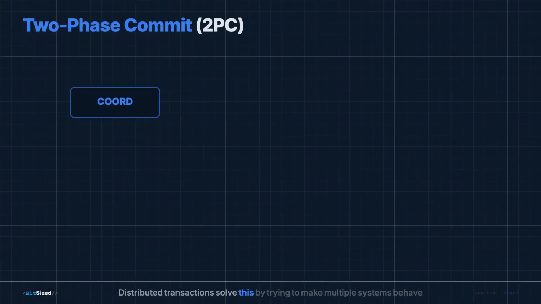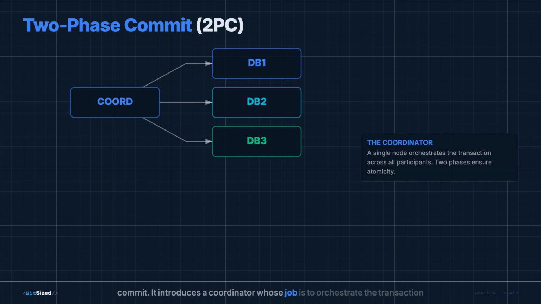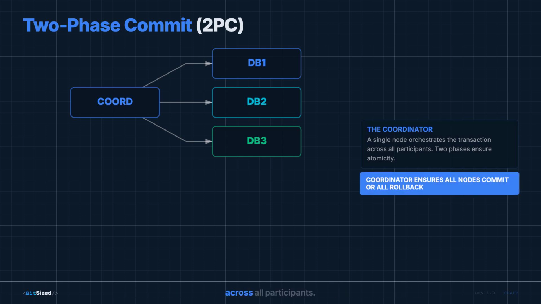Distributed transactions solve this by trying to make multiple systems behave like a single database transaction. The most famous protocol is two-phase commit. It introduces a coordinator whose job is to orchestrate the transaction across all participants.